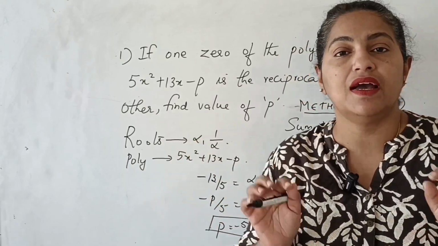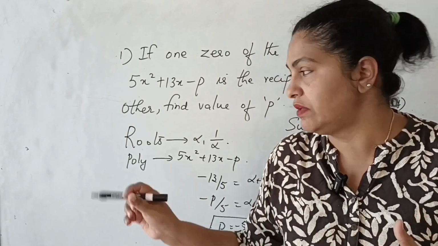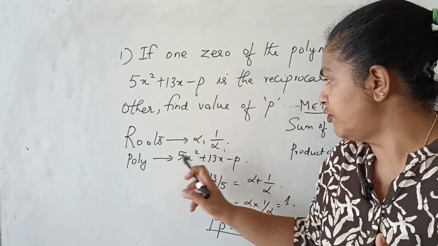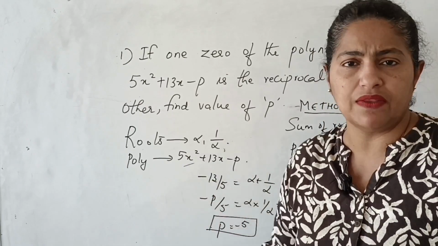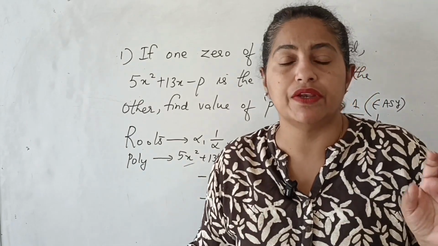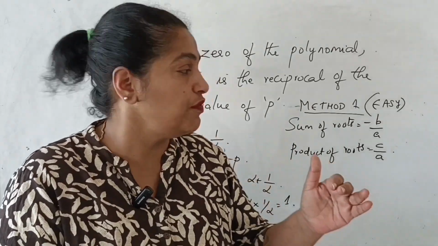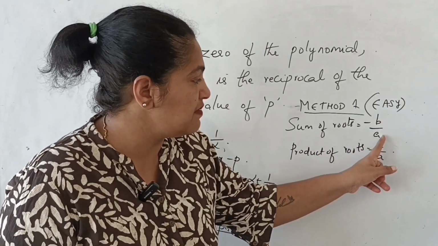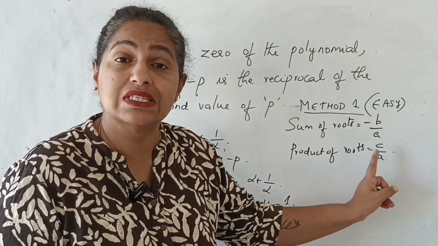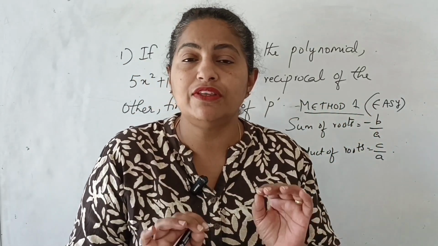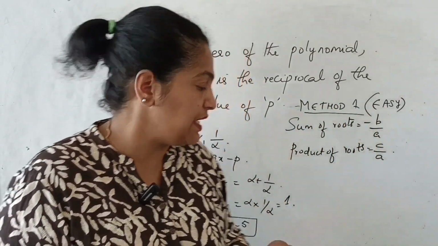Here you can see I have written down whatever I have gotten from the question, which is that the roots are alpha and 1/alpha, and this is the given polynomial. That is all that I have gotten from the question. Now what is the knowledge that I already have, which I can apply over here? The sum of the roots is −b/a and the product of the roots is c/a. Now I am going to write down the values of −b/a and c/a.